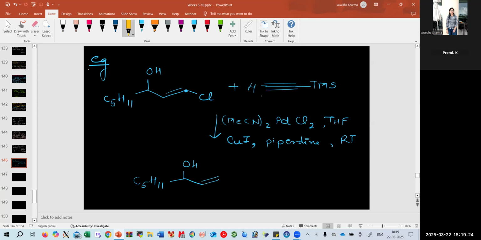And now the new bond has been formed between the and here will be TMS. So this is the new bond that has been formed, that is CC coupling. And this has been given by Magnus in 1990. I hope this is clear. If not, please let me know.